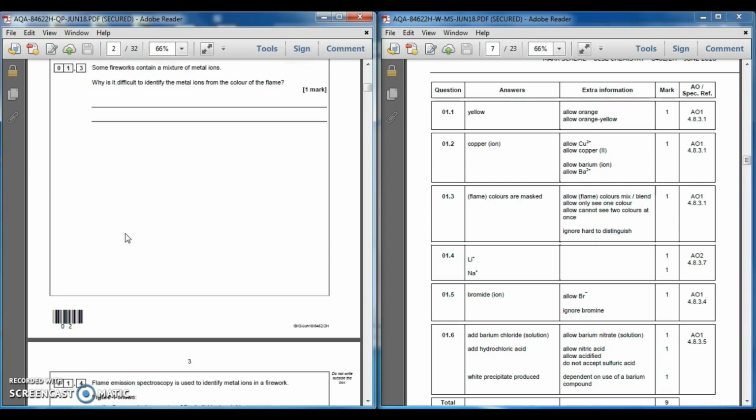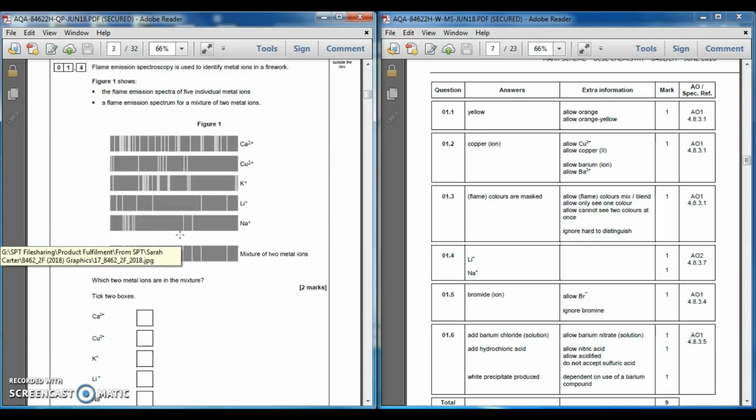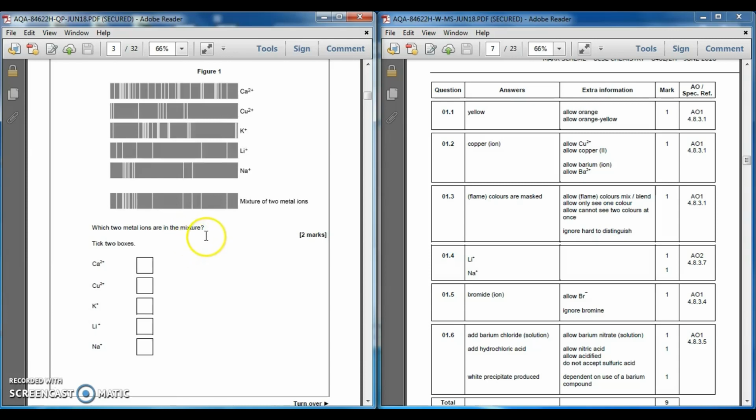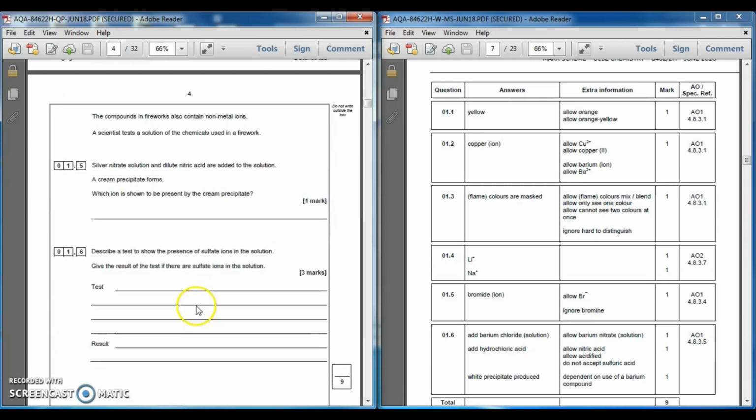And in 1.4, this one's quite well done because you're pretty good at interpreting these diagrams. We're looking at what's in the mixture. It's all down to the patterns. So what we should be looking for is the lithium pattern that you can see going down through the same marks, and also the sodium pattern right above it. You can see it's got the same marks in it as well. So you'd need to tick 2 boxes, lithium and sodium. You did well on that one generally.